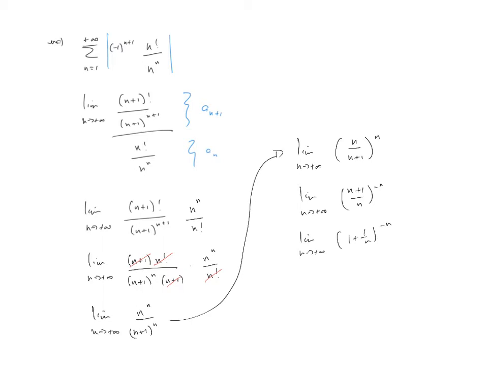And so this guy right here is one of those limits that we've seen before. You can certainly work it out using L'Hopital's rule if you'd like, but this ends up being 1 over e. The 1 over comes because of this negative. If that negative wasn't there, this whole thing would be just e, but because of the negative exponent, we're going to have 1 over e, and 1 over e being less than 1, therefore the original series converges absolutely by the ratio test.